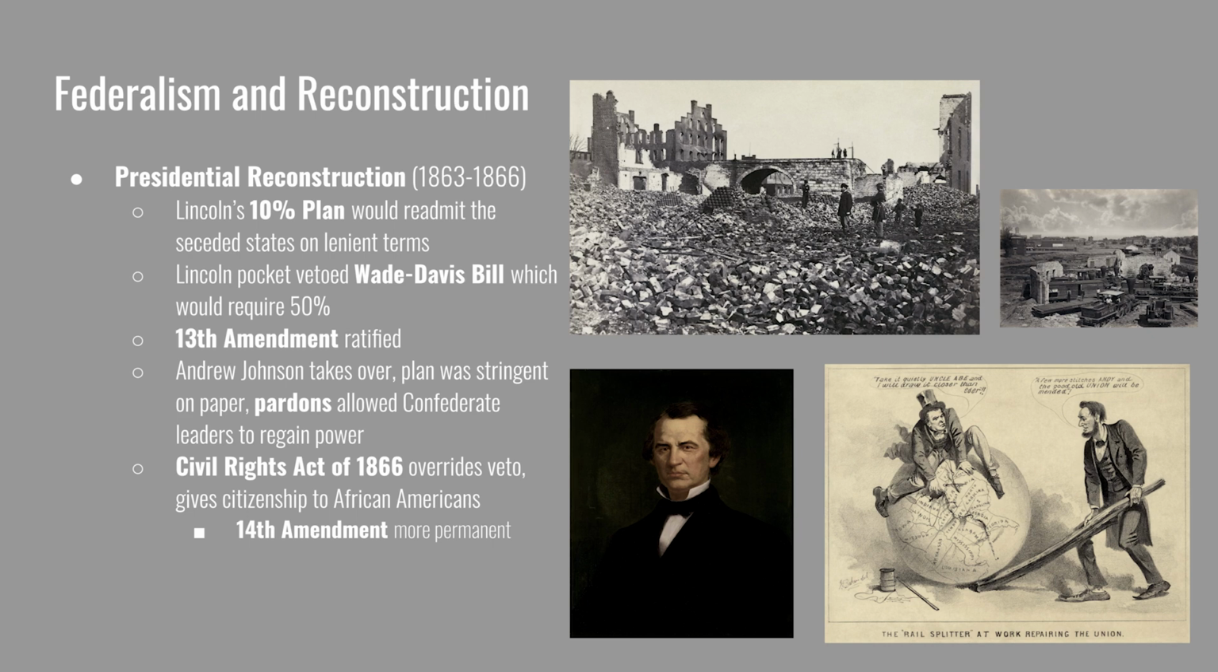Congress at the same time was trying to pass legislation to try and protect Black Americans in the South in the form of the Civil Rights Act of 1866. Johnson vetoed the bill, but Congress overrode Johnson's veto with a 2/3 majority. The Civil Rights Act formally gave citizenship to African Americans and tried to build in protections for them. This was made more permanent with the passage of the 14th Amendment.